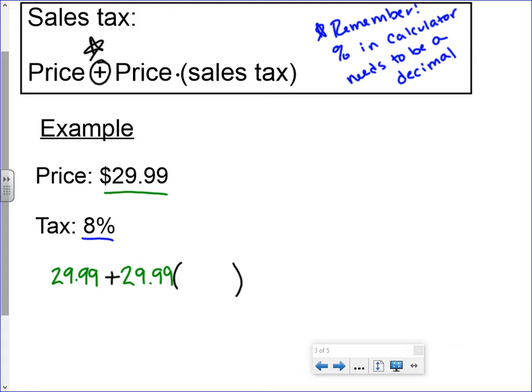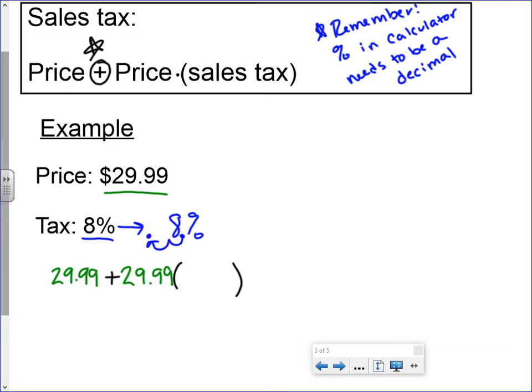Now, with the tax, we can't use the percent. So I have to take this percent and change it to a decimal. When I have percents, the decimal sits right there between the number and the percent symbol. And when I want to change it to a decimal, I need to move it 2 to the left. And now the decimal goes there.